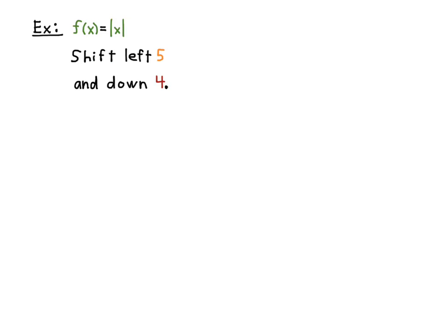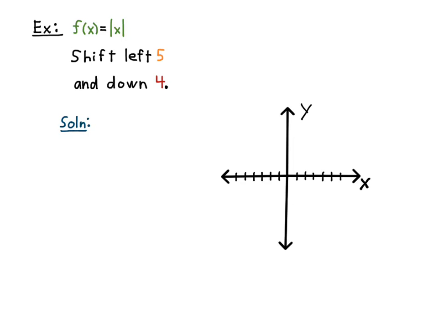And the question says to write the function that comes from the f function, but shifts the graph of f left 5 and down 4. I didn't write out all the instructions. Okay, so here's the original function with the vertex at the origin. That's f. I did it in green to match the green of f.